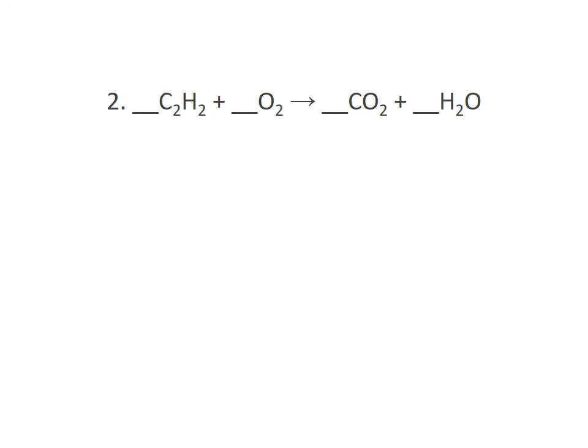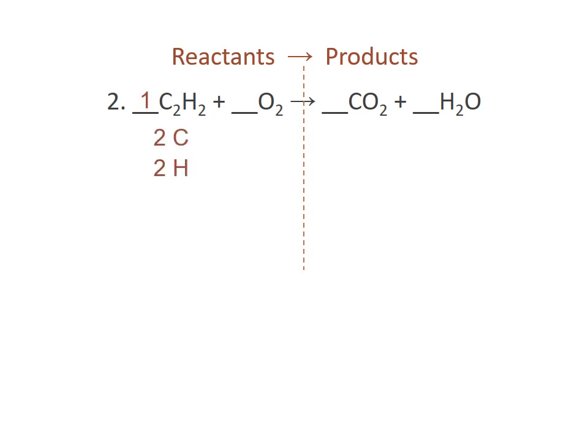Example 2. Again, I'm going to write reactants and products over top and put a dashed line. I'm going to start with C2H2 because I think that is the largest molecule there. And when I put a 1 there, that gives me 2 C's and 2 H's. Now, which element to balance first? Well, probably not oxygen for 2 reasons. It's in multiple different locations, and we don't have any oxygen to start with. We just have carbon and hydrogen.